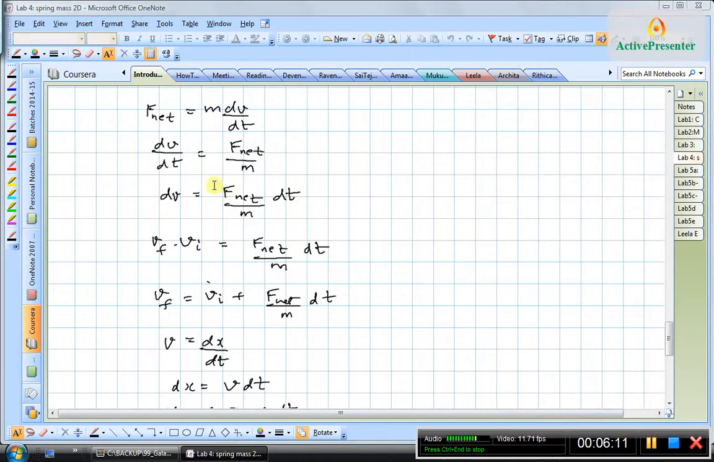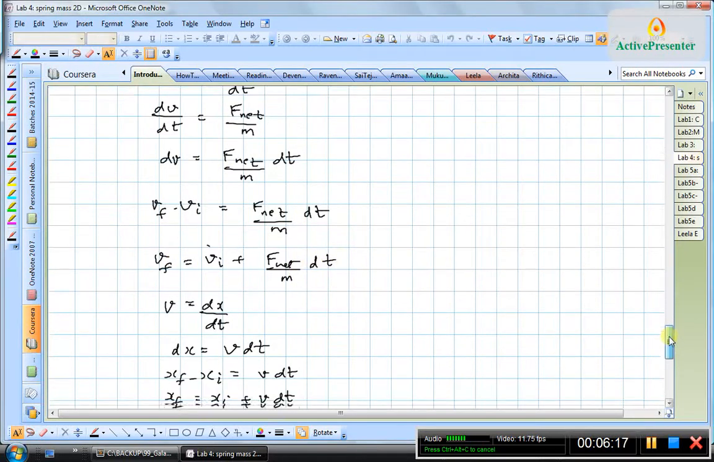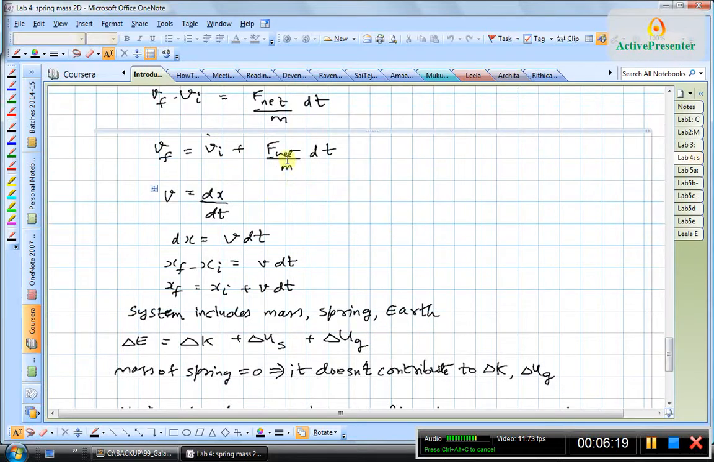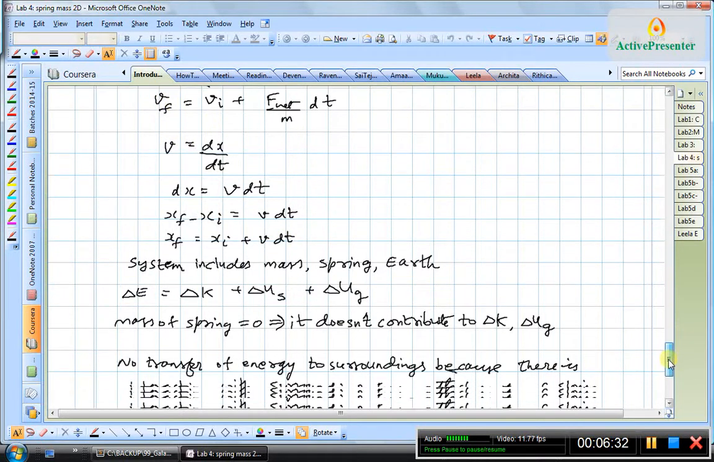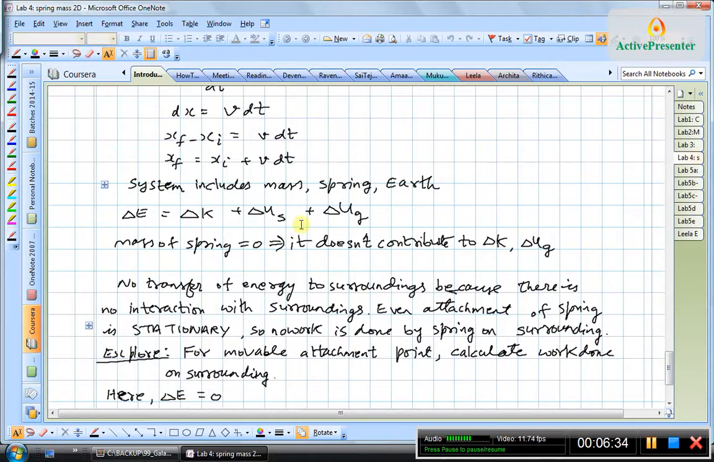Then to make the simulation happen, I just calculate the final velocity as initial velocity plus acceleration times time increment. Acceleration is net force by mass. Net force is the sum of the spring force and gravitational force. Similarly, the final position is initial position plus v dt, where v is the one which we calculated here as final velocity. So this happens in every increment in time.